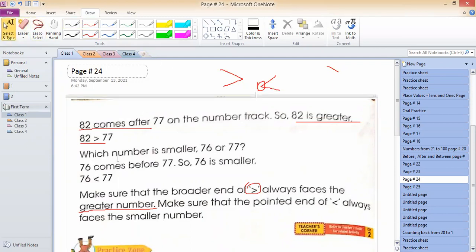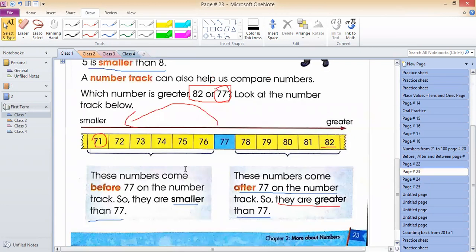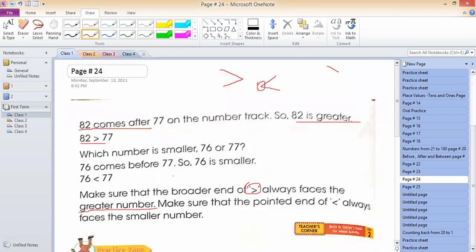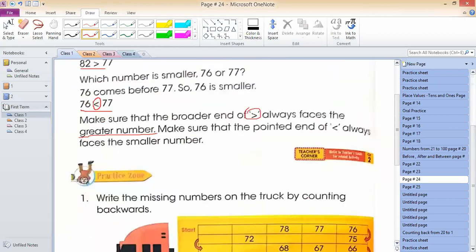Okay. So which number is smaller, 76 or 77? Again, guys, on the number track, you can look here. Where is 76? This is 76. So 76 comes before 77. Before 77, that's why 76 is smaller. Right? So 76 is smaller than 77, or 76 is less than 77. How to represent it? By using the less than sign. Look, its face is in front of the bigger, greater number. 77 is bigger and 76 is smaller. That's why its end is in front of the smaller.